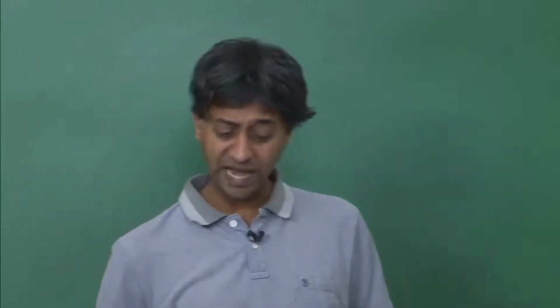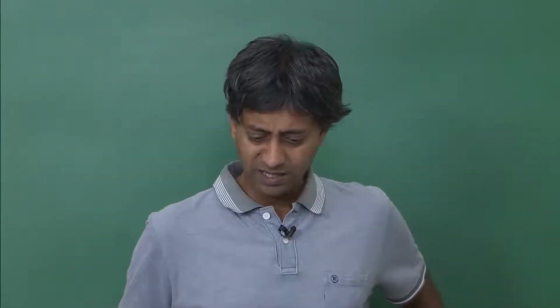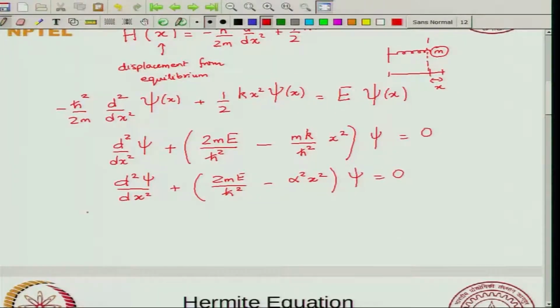Now, if you directly use the power series method, one of the issues that you will get is a 3 term recursion. So, you will get a recursion relation that has 3 coefficients, instead of a recursion relation having only 2 coefficients. I will just mention this, that direct use of the power series method leads to a 3 term recursion relation.